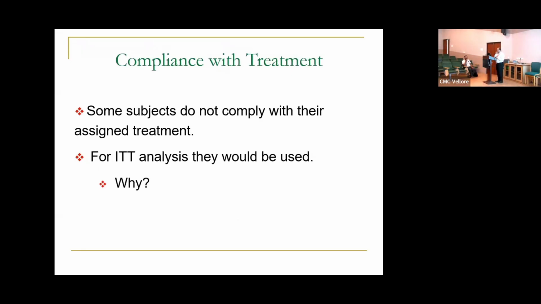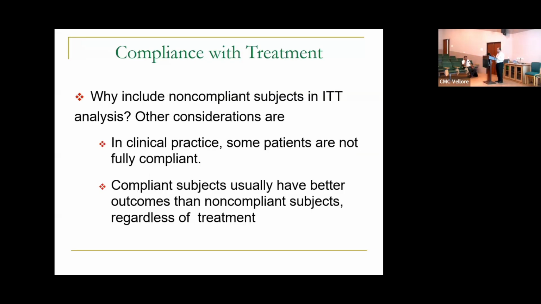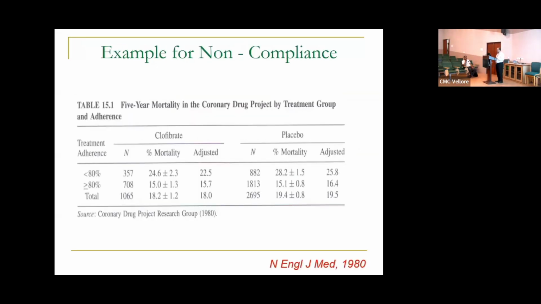So, compliance with the treatment. For ITT analysis, they would be used. Some subjects do not comply with their assigned treatment, for which the ITT analysis is used. Why? Because we wanted to stick to the randomization principle. Why include non-compliant subjects in ITT analysis? Again, this mostly revolves around the randomization principle and concept. These are the same concepts coming again and again.